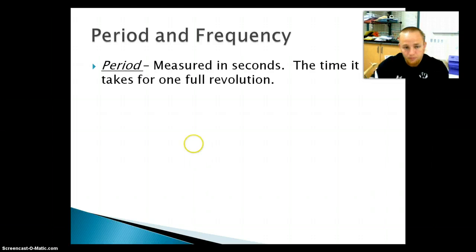So period is measured in seconds. So it's going to be the time it takes for us to go fully around that circle. So in my circle, if it takes me 15 seconds to go from the top of my circle all the way back around to the top, our period is 15 seconds.